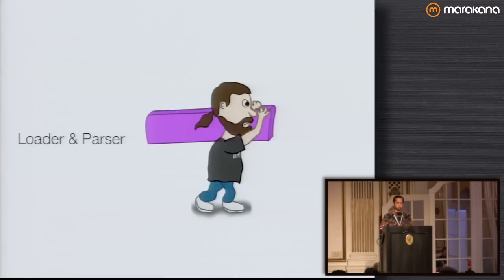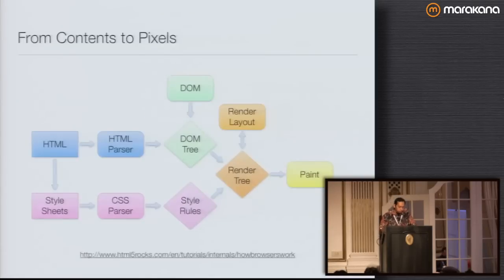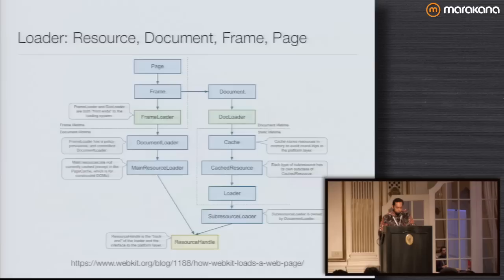So let's take a look at the first important blocks of WebCore, which is the loader and parser. Loader is responsible for getting something and loading it, possibly from a remote server. And then the parser is responsible for consuming that data and making something useful out of it. If you look at how they're related, both HTML and CSS have their individual parsers, and then the HTML parser will construct something called the DOM tree, and then combined with the styles, this will build a render tree.